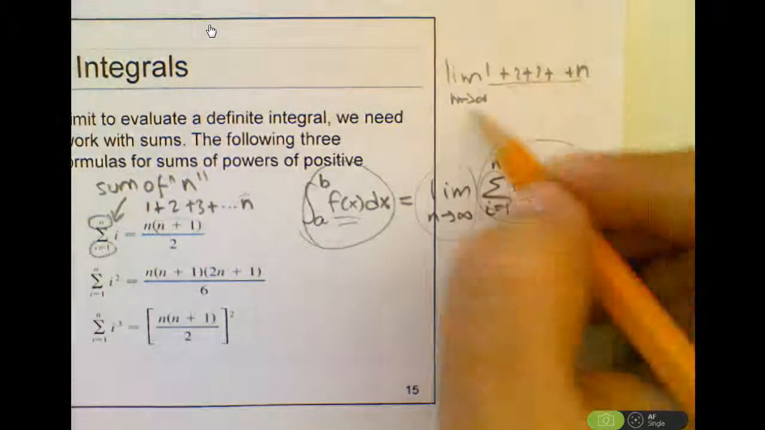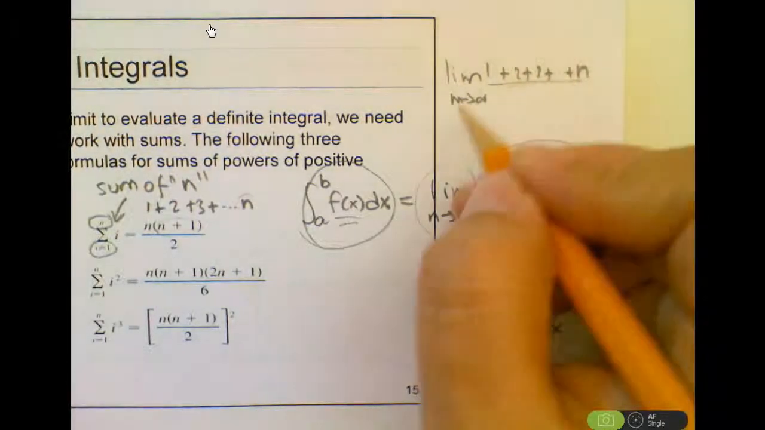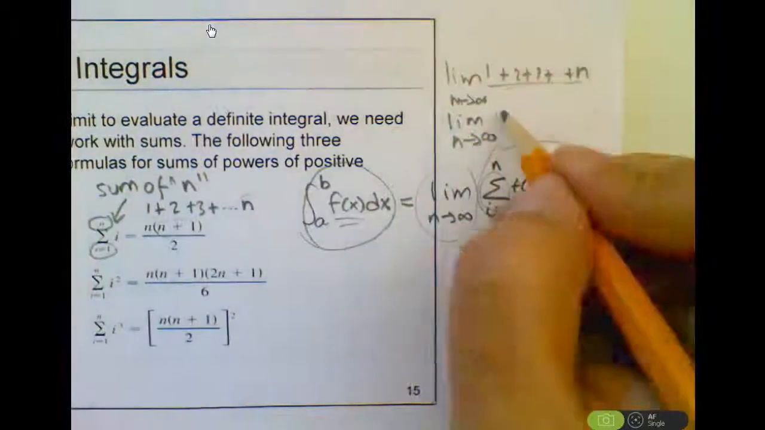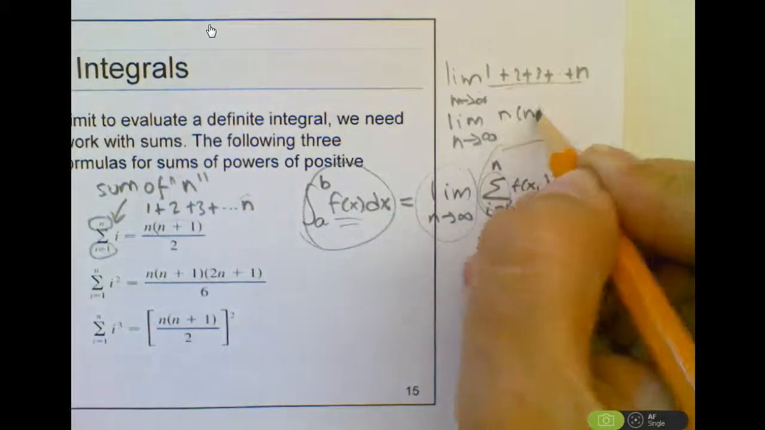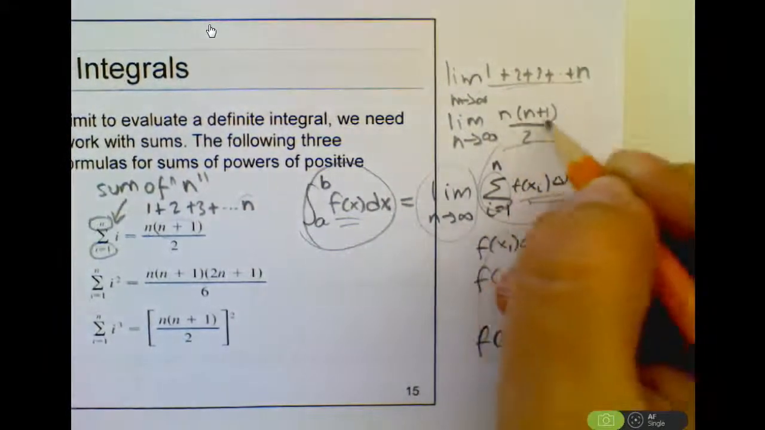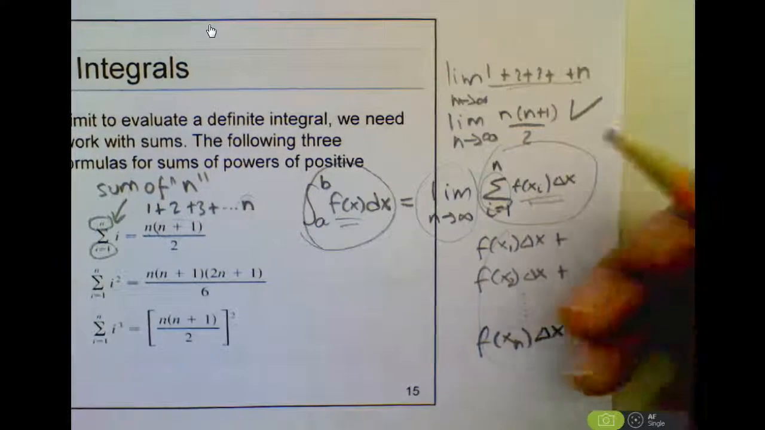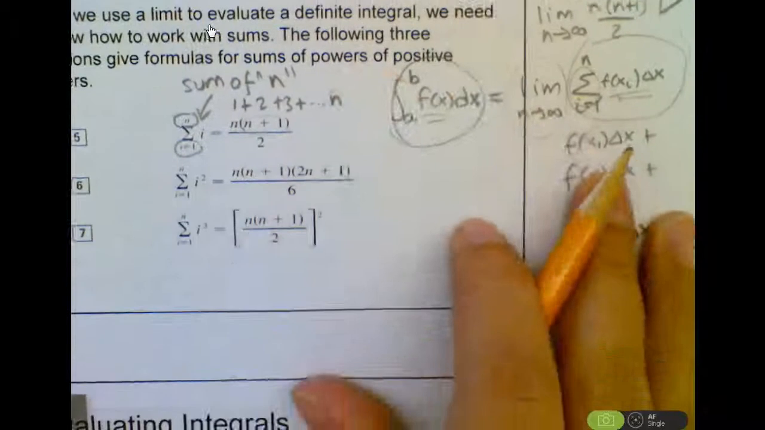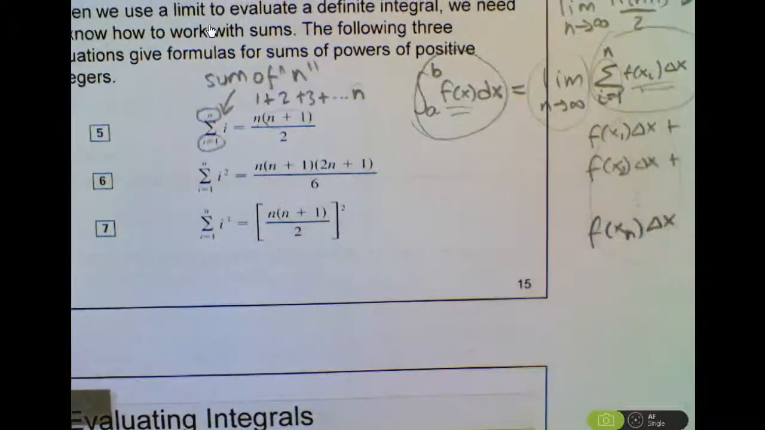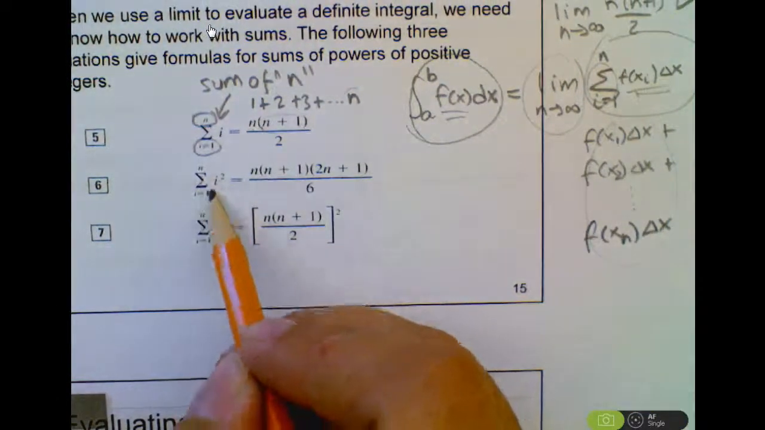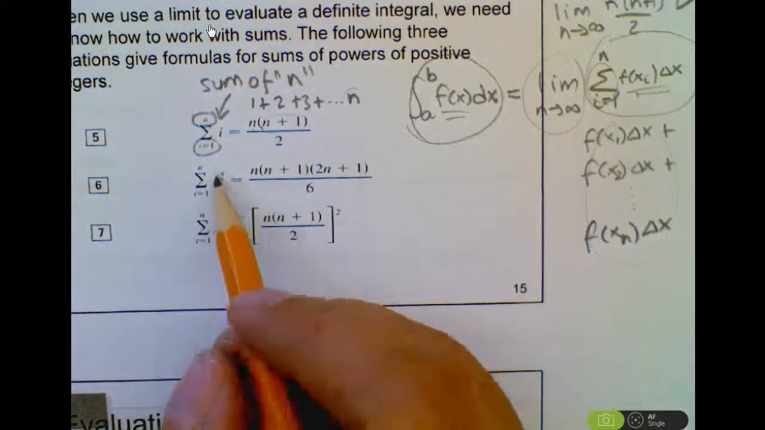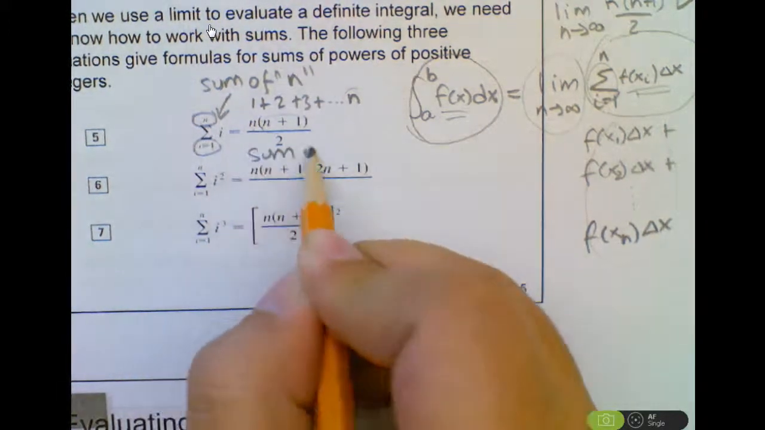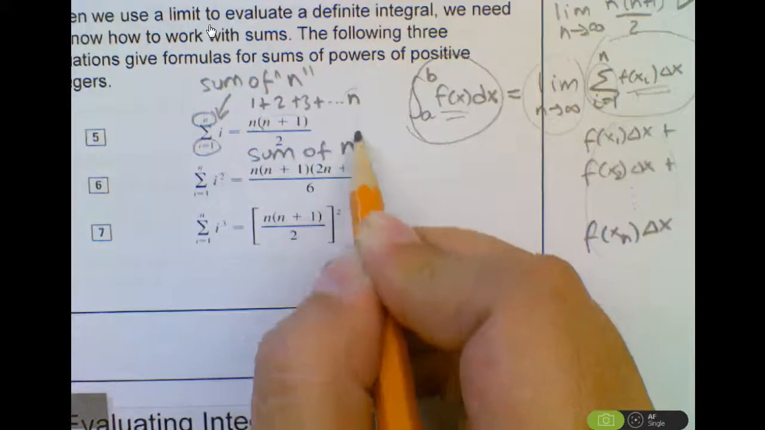So if I'm trying to find the limit of something like this, then I can just say, oh, this is the limit as n approaches infinity of n times n plus 1 over 2. And for this, I know how to take the limit. But I wouldn't be able to find the limit of something like the original. So these are formulas that you have to know. Now this is the sum of the first n numbers squared.